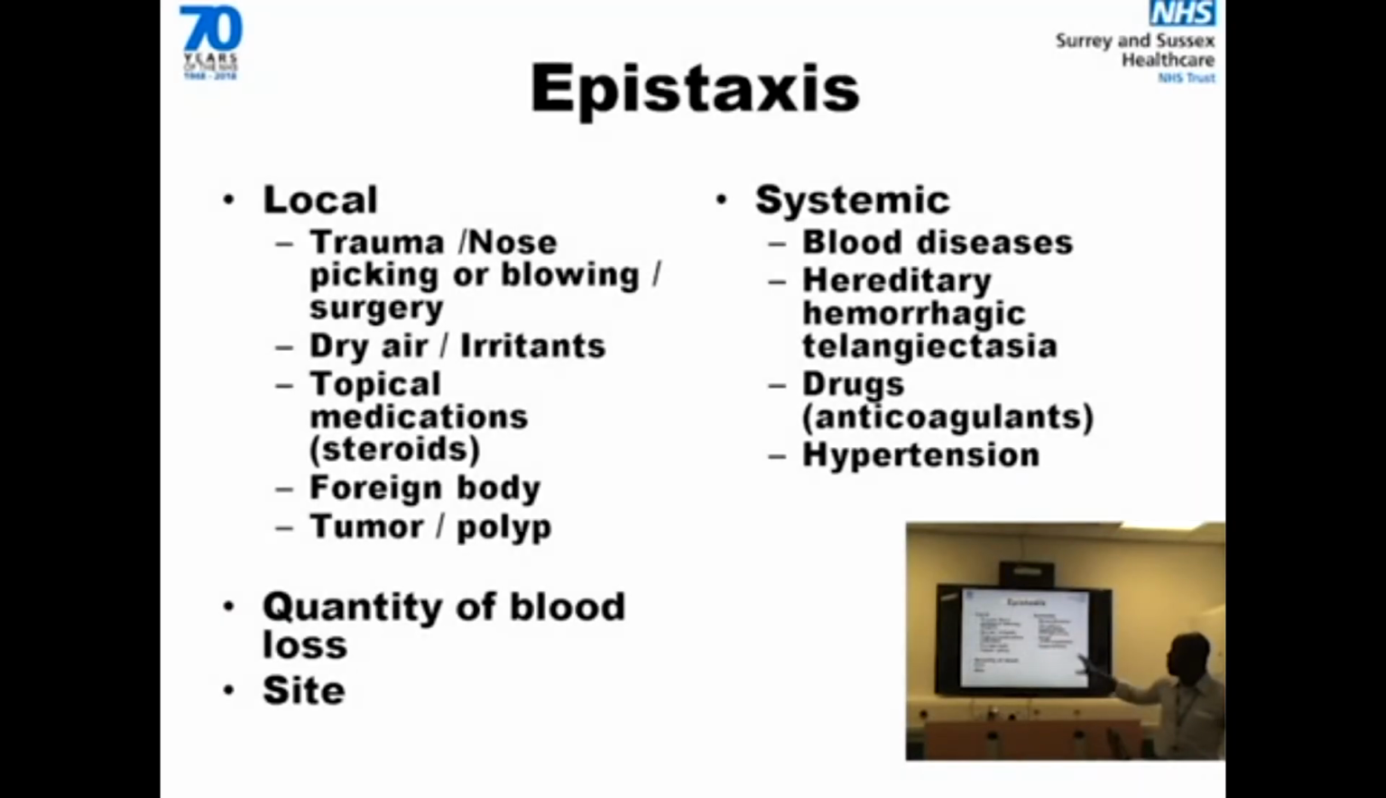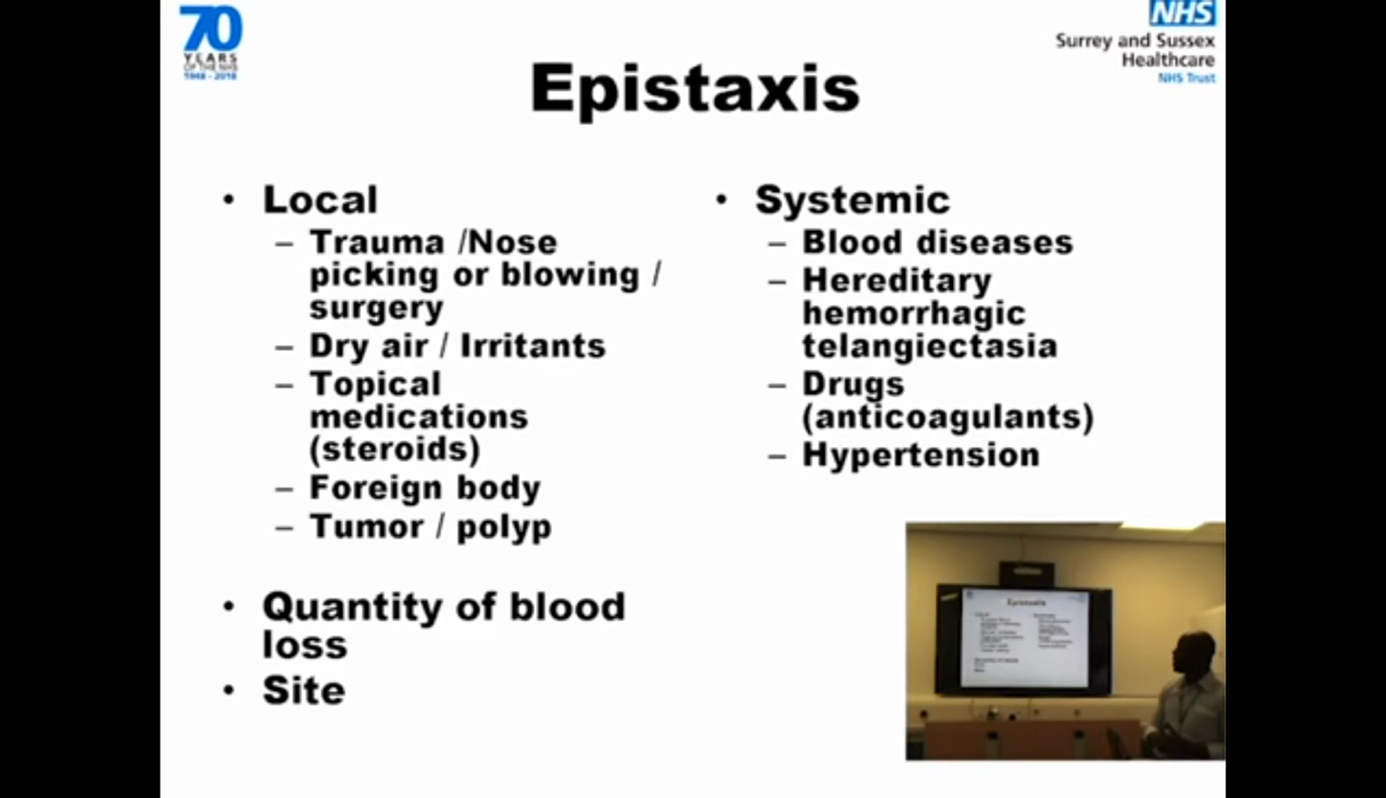Okay, so just a run through of various things that can cause epistaxis. I'm sure we all know many of these things. Trauma, very important. People having fights, or maybe someone falling on his nose, dry air, irritants. Sometimes our topical medications, even our nasal sprays, could actually precipitate an epistaxis. Then a foreign body, in some cases, could also be there.